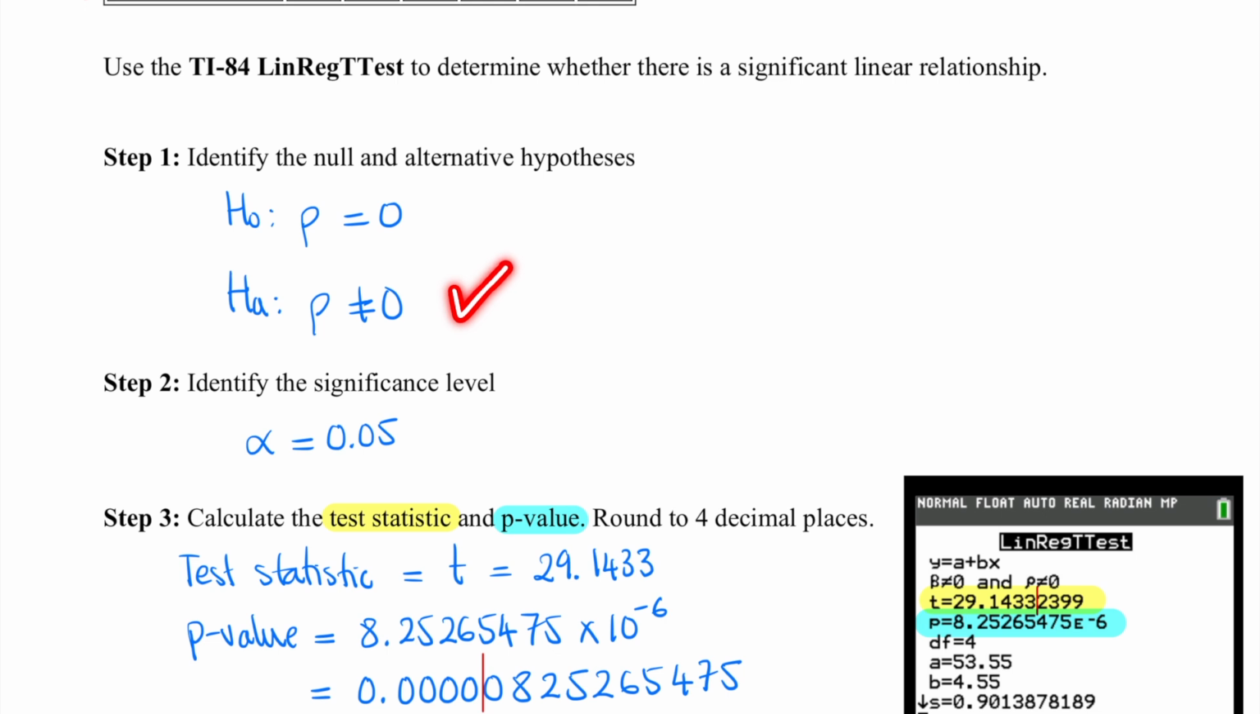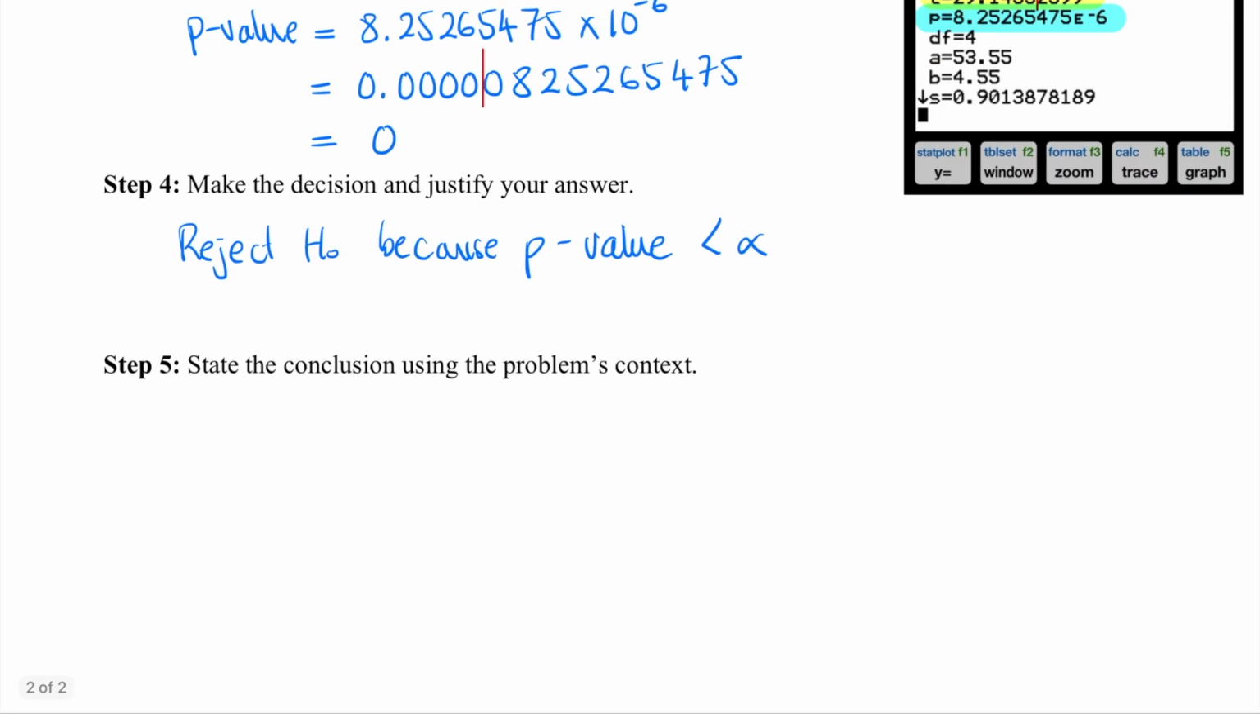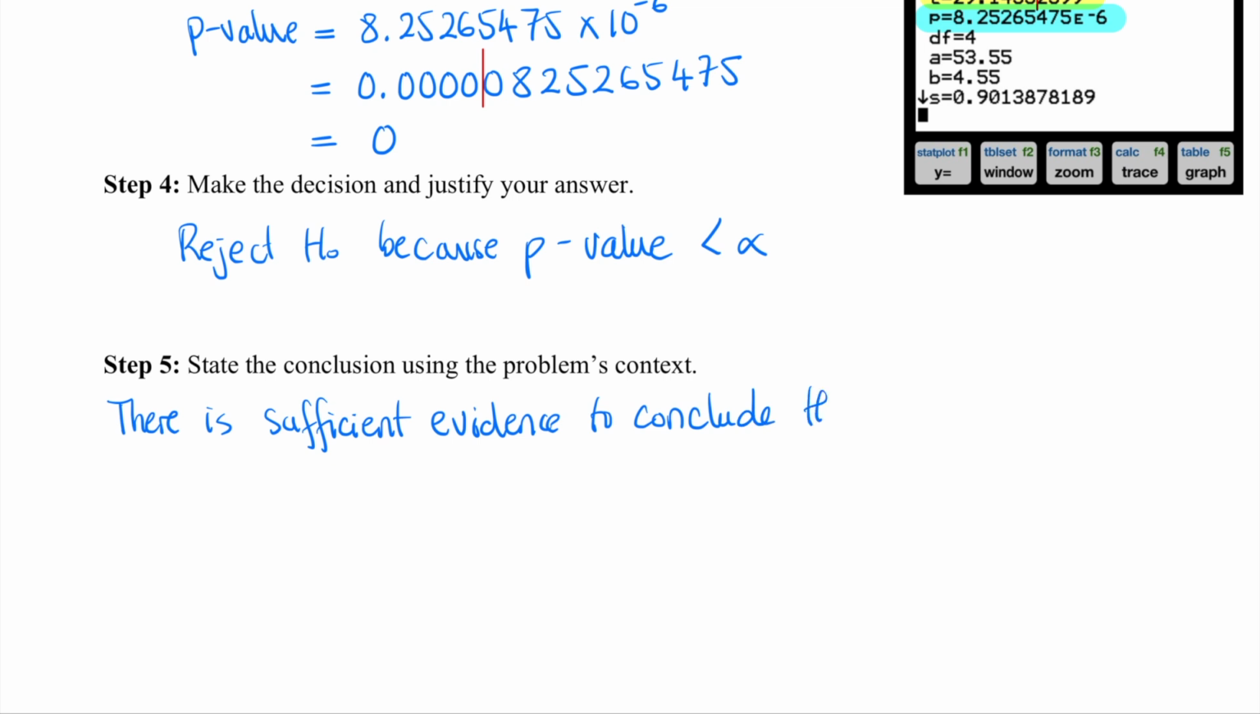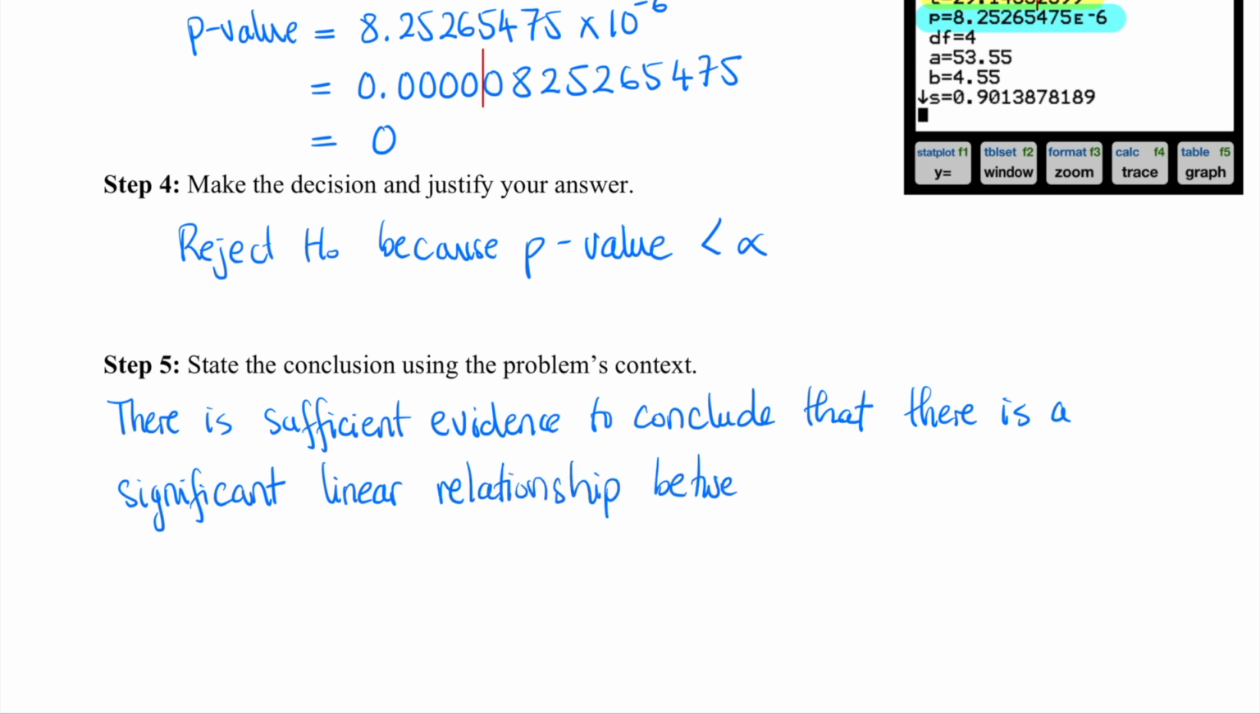So yes, there is good enough evidence to conclude that there is a linear relationship between the two variables. Therefore, the number of hours studied can be used to predict a student's final exam score.